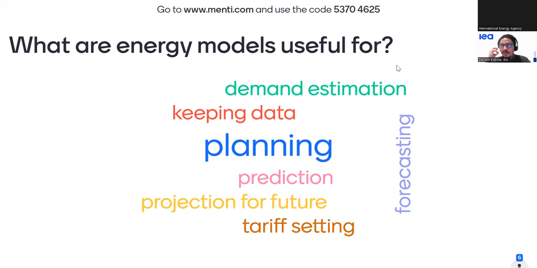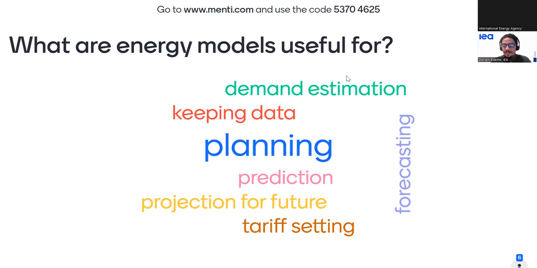We will have an exercise on that. But all the lectures will have demand estimation as a main topic, because that's really important. Because when we plan, which is one of the main goals of modeling, we have to estimate the demand, because otherwise we can't actually plan the future.